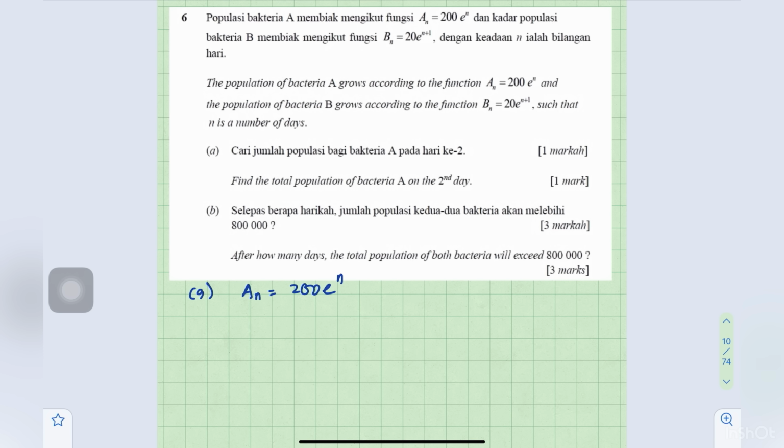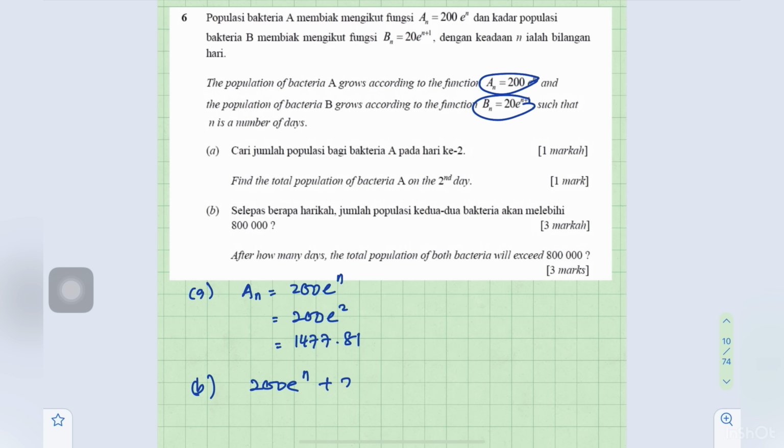So dia kata second day. Okay, so substitute e power of 2. So kita dapat 1477.81. Okay, B, after how many days the total population of both bacteria will exceed 800,000. Okay, both bacteria. So, ni lah dua-dua total dia. So, 200 e power of n plus 20 e power of n plus 1 more than 800,000.